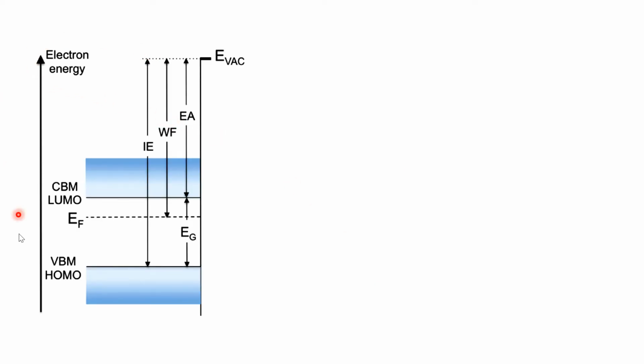So this is a normal energy band diagram. This is the direction of increasing electron energy. And then we have the state in which electrons are filled. So this is called our valence band.